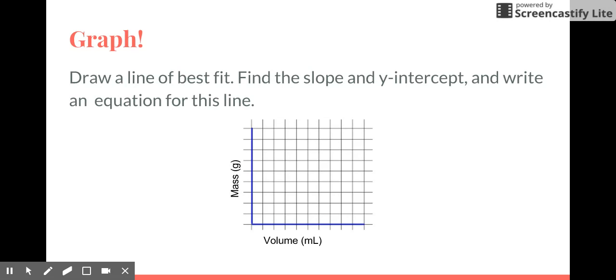Once your data is in, you can draw in a line of best fit, find the slope and y-intercept, and then write an equation for this line. Remember that slope is calculated with rise over run. Remember that the y-intercept is where your line of best fit crosses the y-axis.